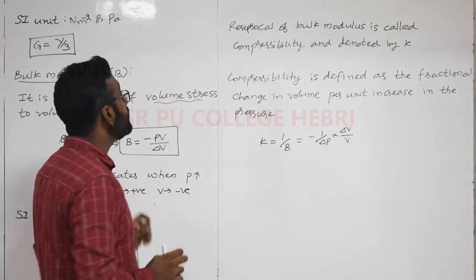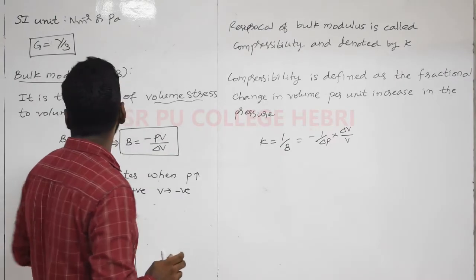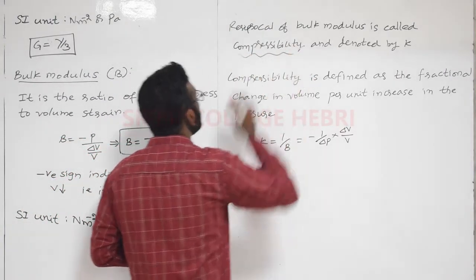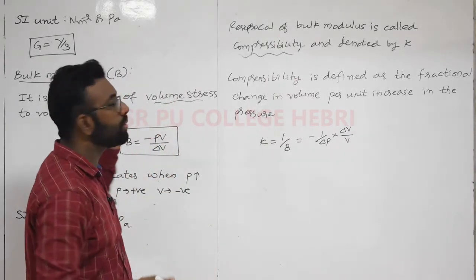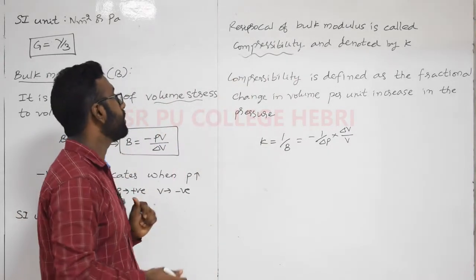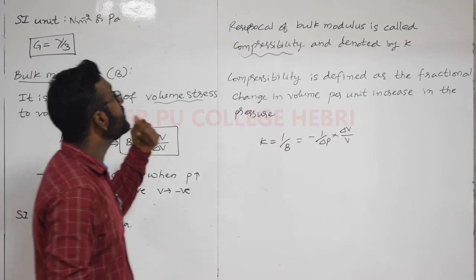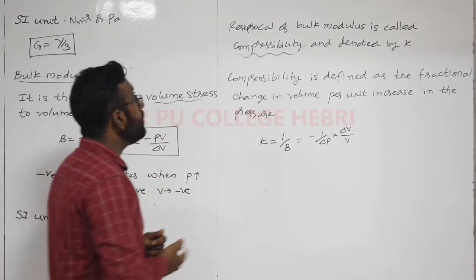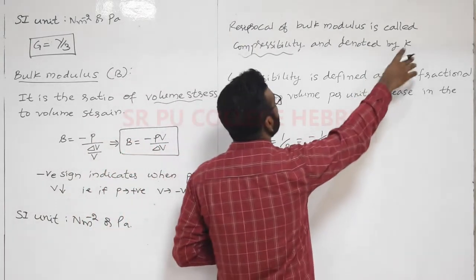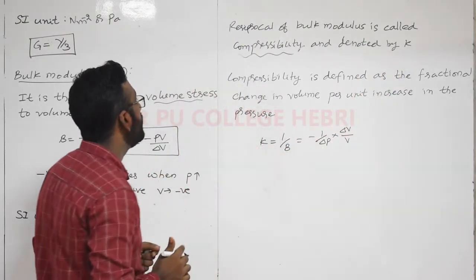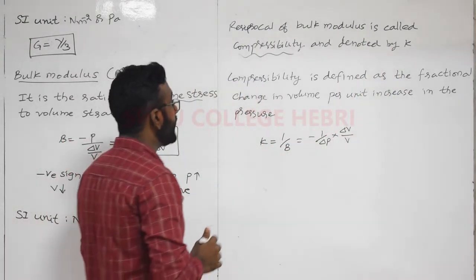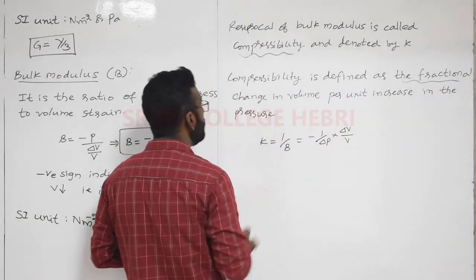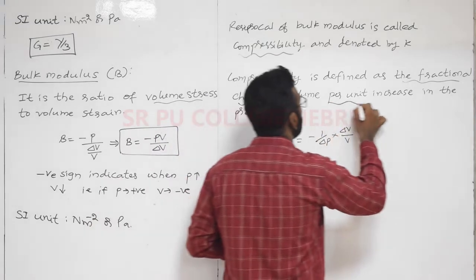Next, the reciprocal of bulk modulus is known as compressibility. This is another important term, which is equally important: compressibility. It is nothing but the reciprocal of bulk modulus. It is denoted by the letter K. This compressibility is defined as the fractional change in volume per increase in pressure.